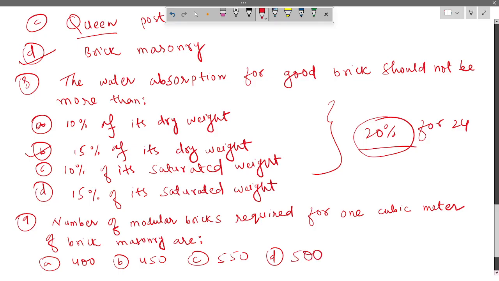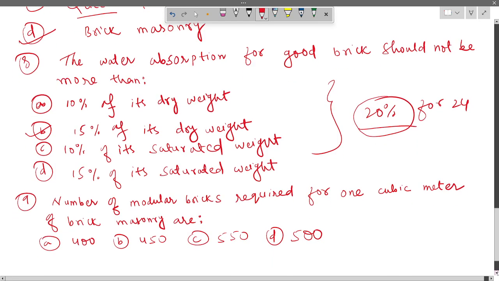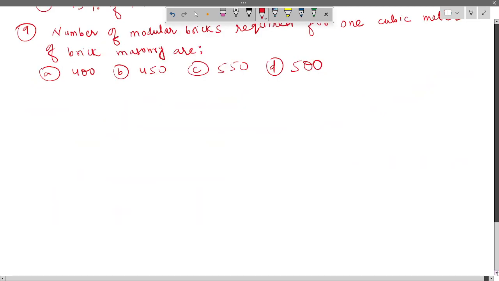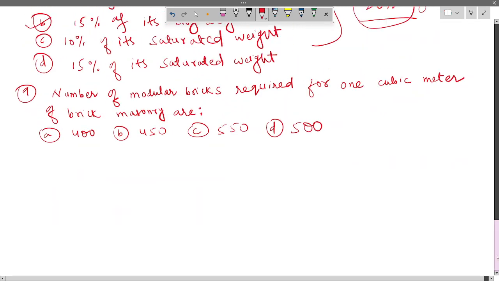So what will be the answer? This is a very important question, asked every time in SSC JE. So you will remember this. How many bricks for 1 cubic meter? It is 500 for 1 cubic meter. The number of bricks should be 500 bricks.